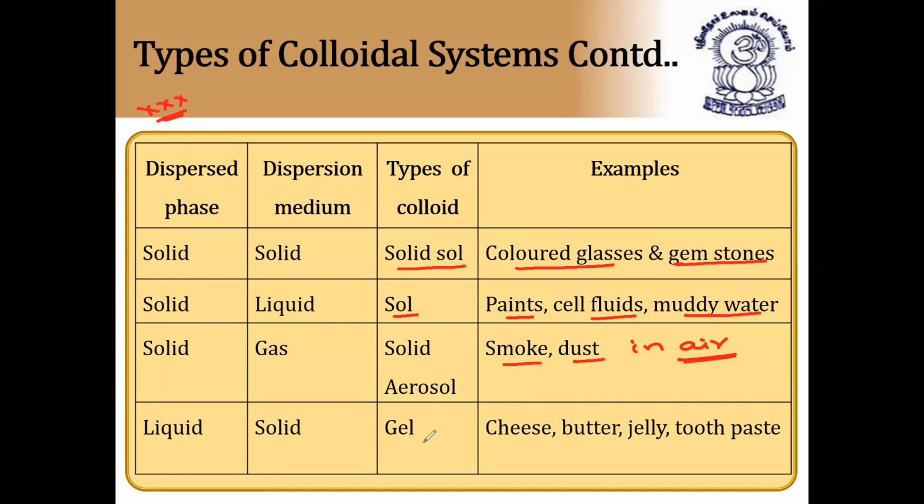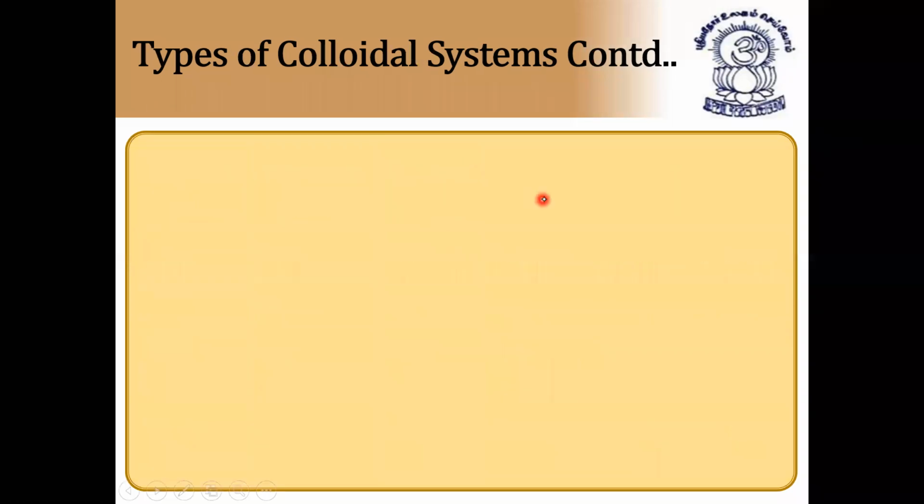Next, liquid in solid, they are called gels. The liquid dispersed phase is less in amount and the solid is more. Examples: cheese, butter, jelly, toothpaste, etc. All these are called gels. I hope it is clear. More systems we'll discuss now. All this they will ask in the examination. So please go to this table, very, very important.